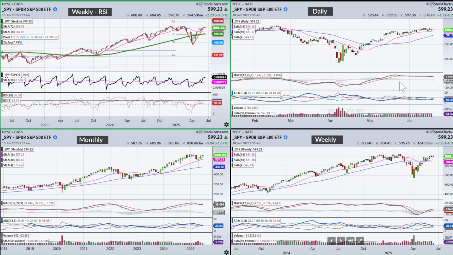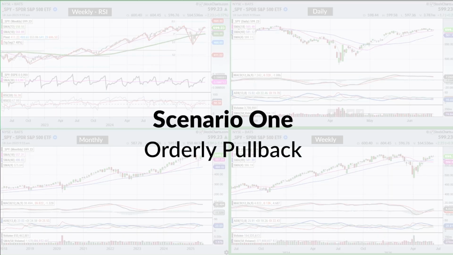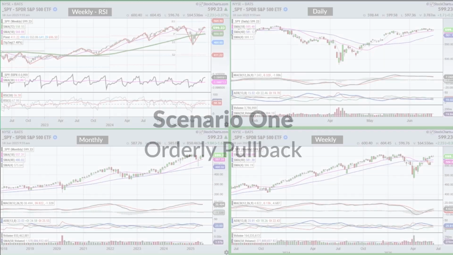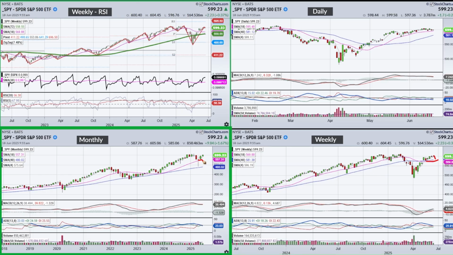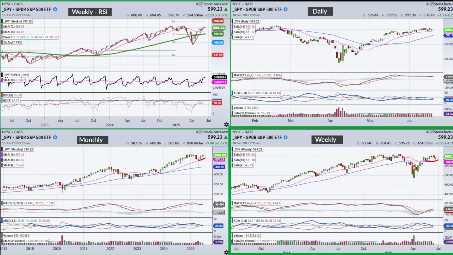Okay, let's take a quick look at the 3 scenarios that could develop in the S&P. I'm going to use the Spider for this. Essentially, what we're looking for is one of 3 things, right? We either pull back in an orderly way, find support at the 18-week, which is essentially not that far away from the 18-month line. So if we get a pullback that is orderly.